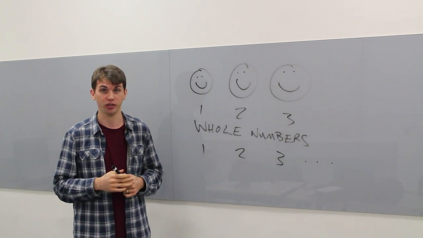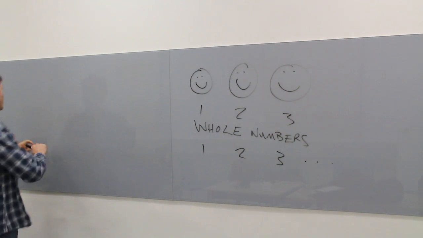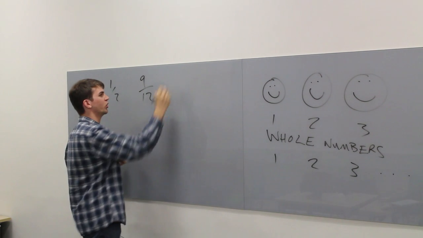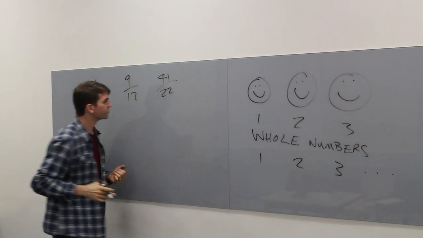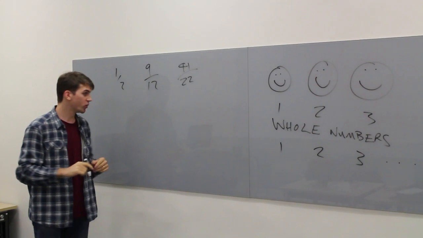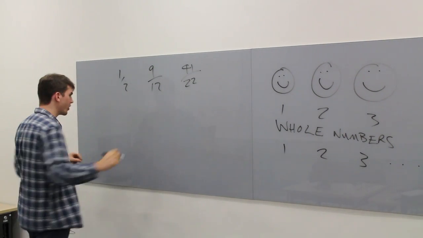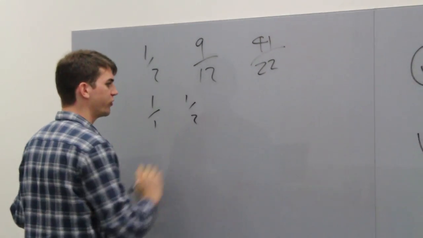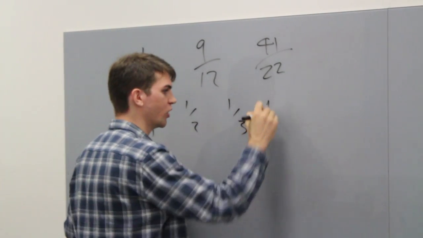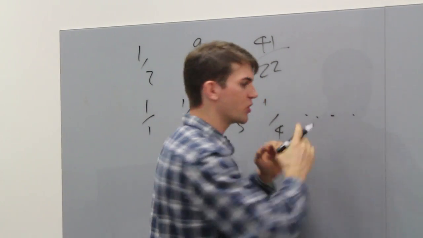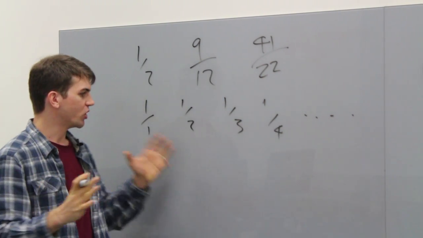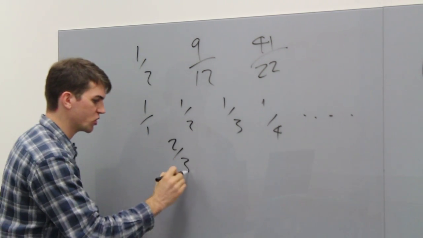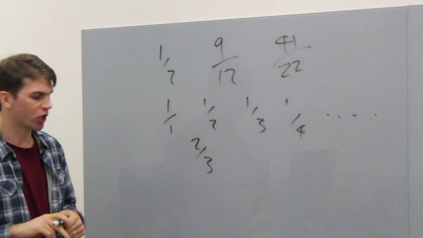There are fractions, for example. So, you know, we have numbers like a half, or 9/12, or 41/22. And we can count these too. So let me show you how. Let's try and do it a very naive way first. We'll do maybe 1, which is 1 over 1, a half, which is 1 over 2, a third, a quarter, and so on. But then we've used up all of our numbers, right? We've got 1, 2, 3, 4, and we haven't got numbers like 2/3. So how are we going to compensate for this?